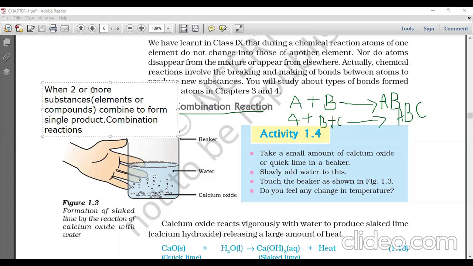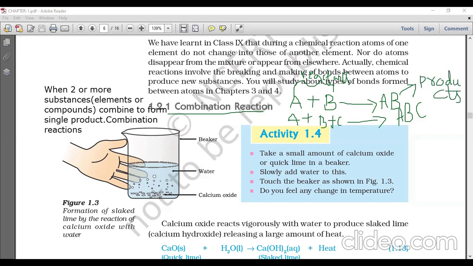Suppose you are taking two or more substances. In the next example, A plus B plus C, three elements I took, and finally I got a product. As I have already explained, the left side will have reactants. These are the reactants. And on the right side, these are the products. Okay, understood? Fine.